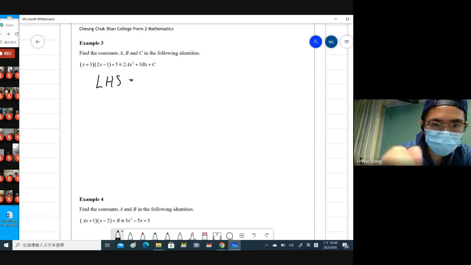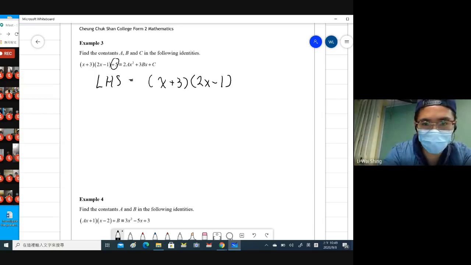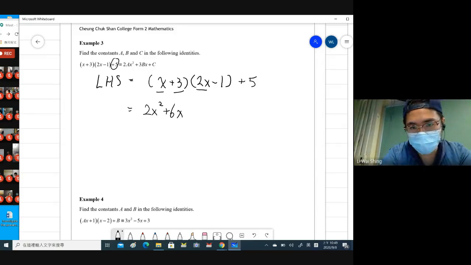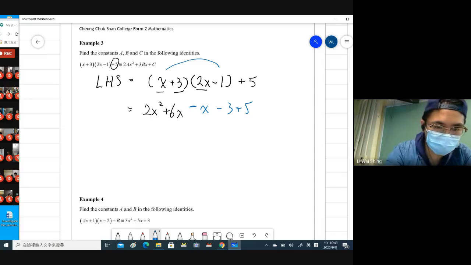So obviously, okay, don't forget the plus 5. So expand it. So x times 2x, 2x squared. 3 times 2x, 6x. Then we move on. x times minus 1, minus x, minus 3, plus 5. So the right-hand side.